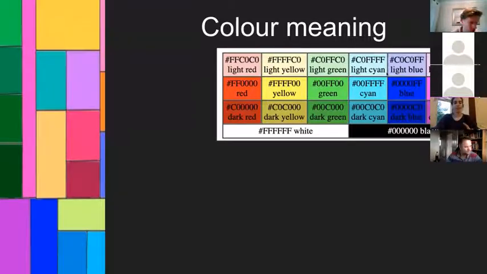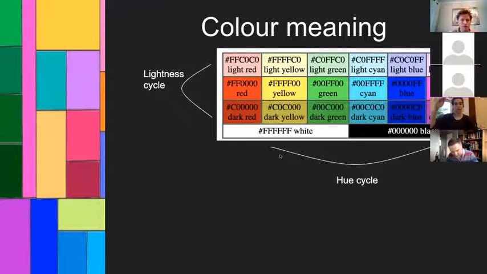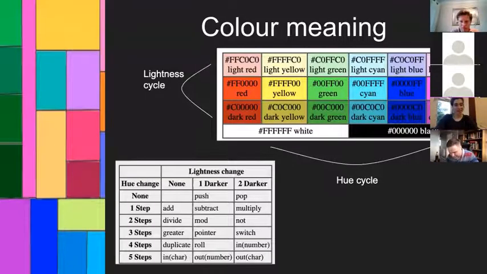But what's, I think, a bit interesting is that the meaning doesn't come from the codals themselves. It comes from the transition from one codal to the next. So there's a cycle of colours and lightness, and the meaning that you get is based on how many hues or lightness steps different it is. For example, if we went from light red to green, that would be 2 steps in hue and 1 step in lightness. So that would be modulo, the modulo operator. And if we just went from light red to light green, that would be the divide operator.